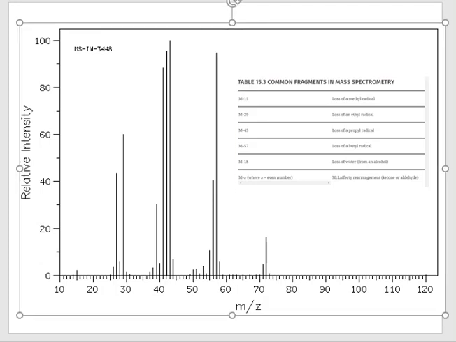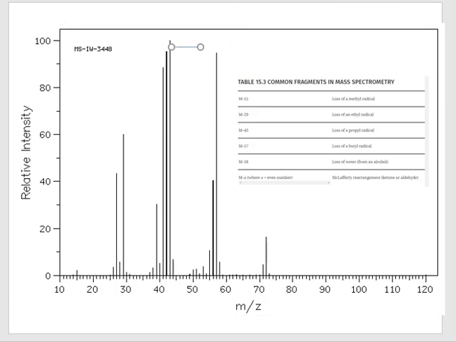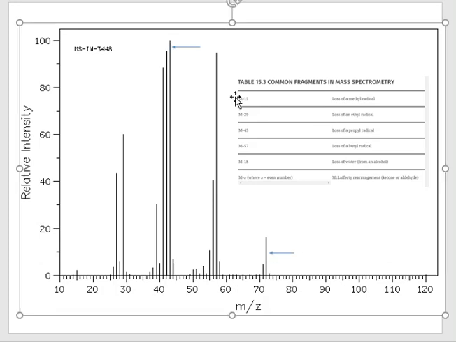Let's try that again. How about an arrow? There we go. Base peak right there. And that's actually different in this case from the molecular ion peak. When you're looking for the base peak, that's pretty easy to tell. It's going to be the tallest peak. It's sort of defined as having the mass relative intensity of 100%.